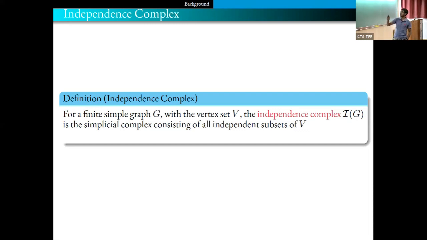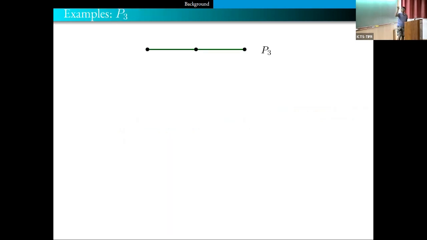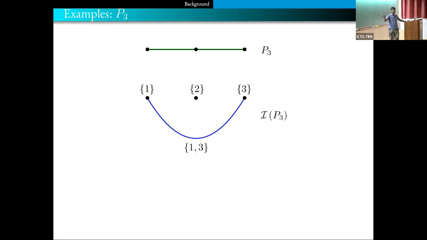For example, let me use the keyboard instead. Let's consider P3, the path graph with 3 vertices. What is the independence complex of P3? All the singletons will be there because it's an abstract simplicial complex, and the set {1,3} will be there because it is an independent set, as there is no direct edge between 1 and 3. So this is the independence complex of P3, but we are interested in what this is topologically.